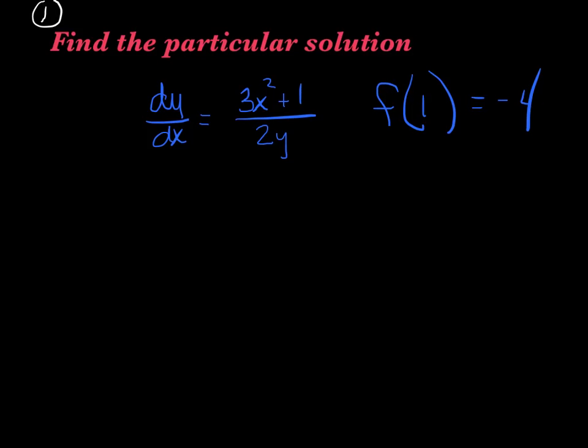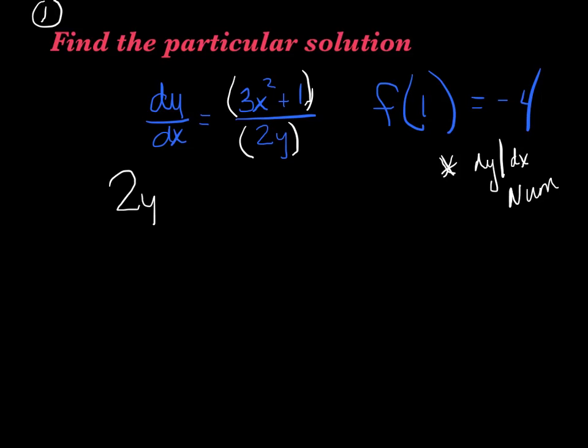And I just want to remind you that your dy and dx need to be in the numerator. Okay, so usually the easiest thing is just to simply cross multiply. The other thing I just want to take note of is that this function stays together, okay, and this function stays together. So I'm saying it's 2y dy equals the quantity 3x squared plus 1 dx. Now, that only took one move, and the variables are separated.